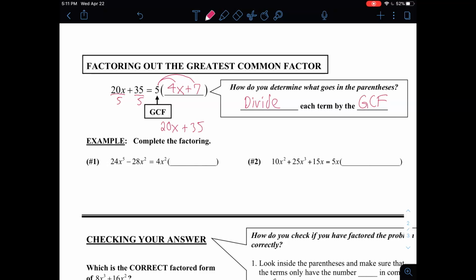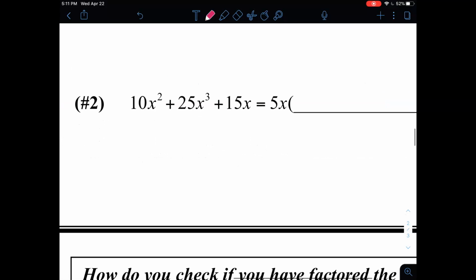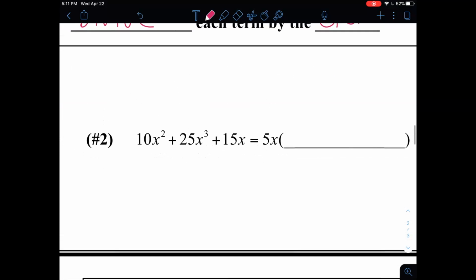Let's do number 2 together, and you guys will try number 1 on your own, okay? So it looks like they pulled out our GCF, which is 5x already. I'm not going to write this out every time, but get in the habit of knowing that when you're pulling out a 5x, you're dividing each of these by 5x, okay? So what is 10x squared divided by 5x going to be? Hopefully you said 2x.